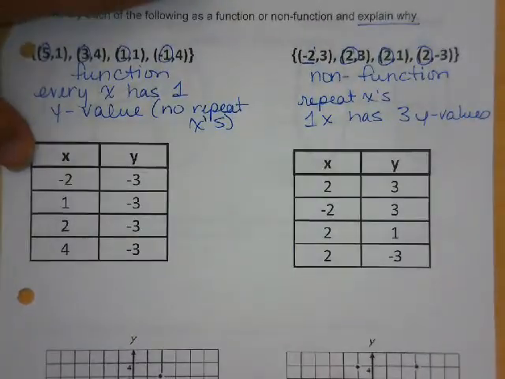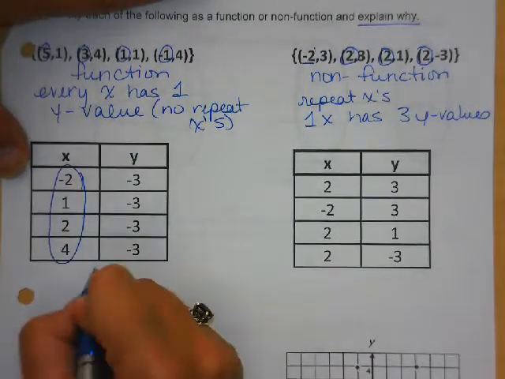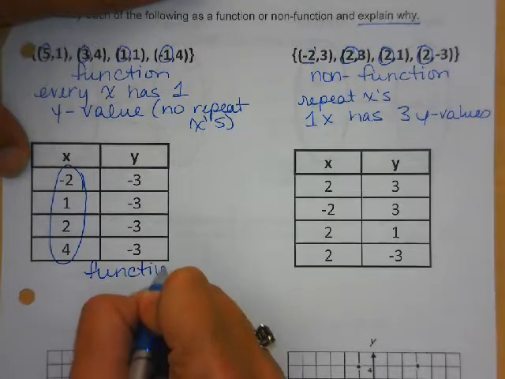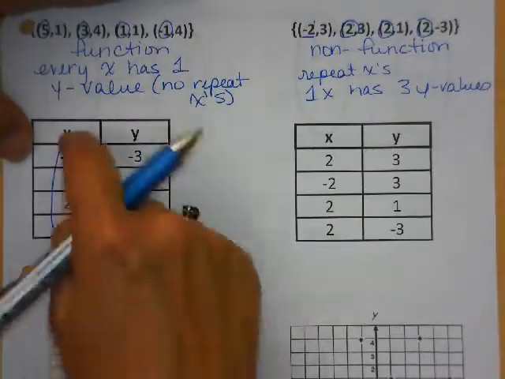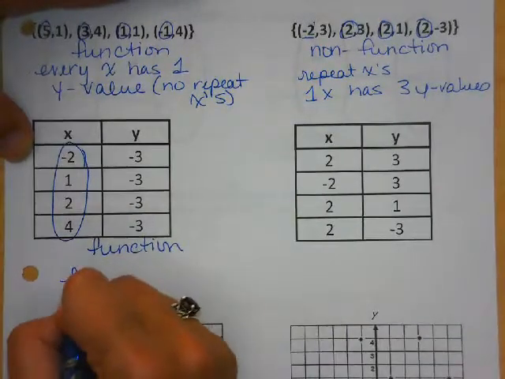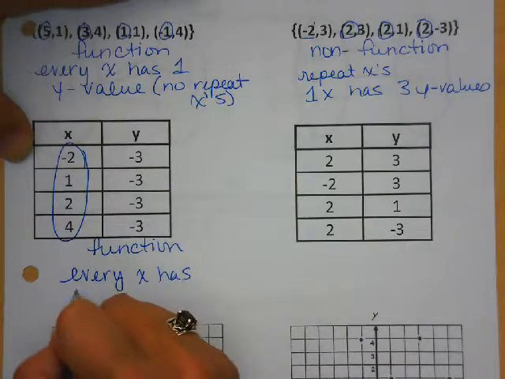If I look at a table, same thing. I'm looking here at my x's. They are all different. So that means this is a function. Even though the y's are repeated, that doesn't make a difference. We're looking only at the x's. So again, every x has its own y.